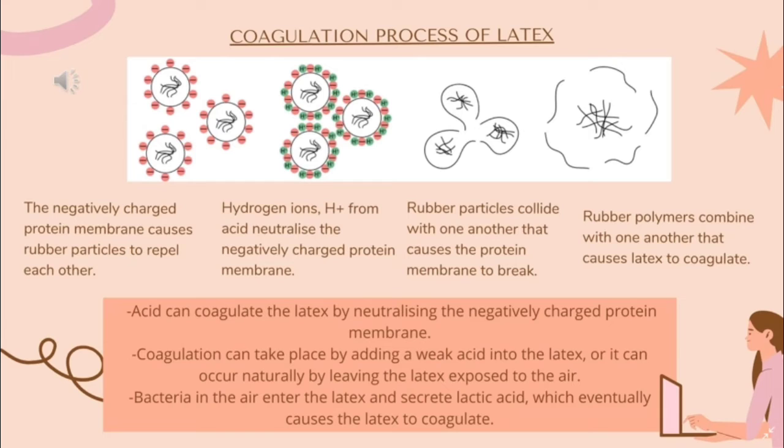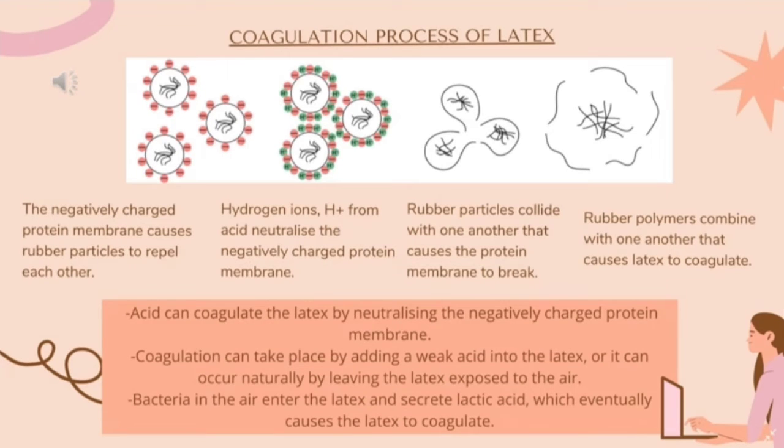Then, rubber particles collide with one another, which causes the protein membrane to break. And the last stage is rubber polymers combine with one another, which causes latex to coagulate. Acid can coagulate the latex by neutralizing the negatively charged protein membrane.